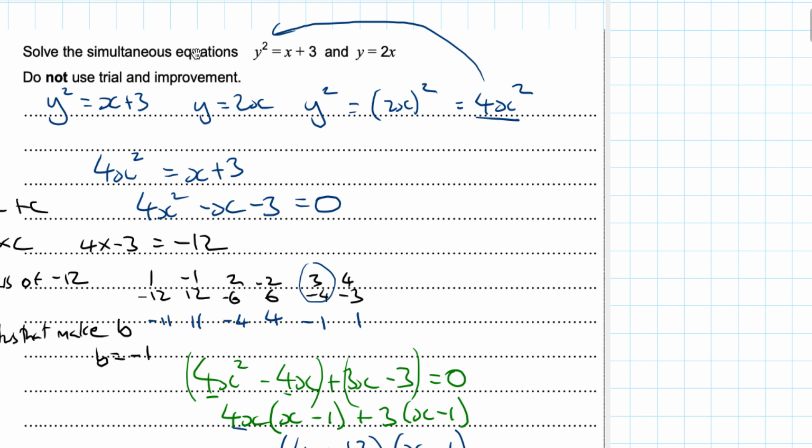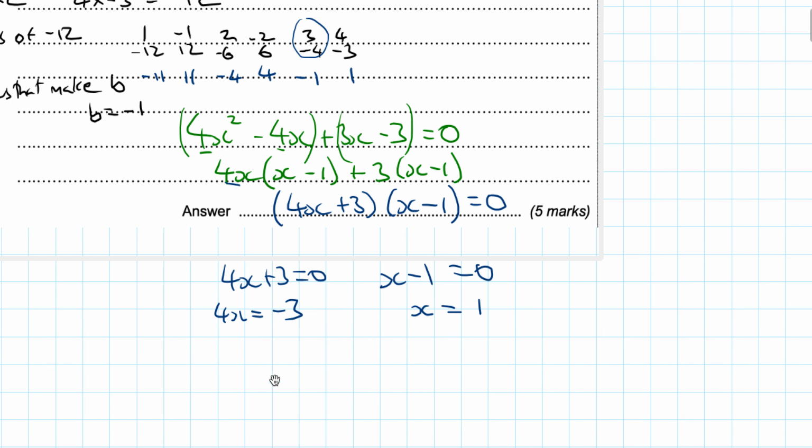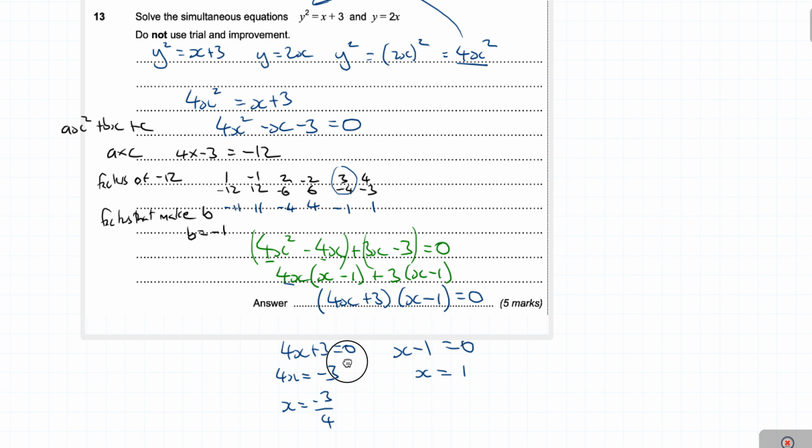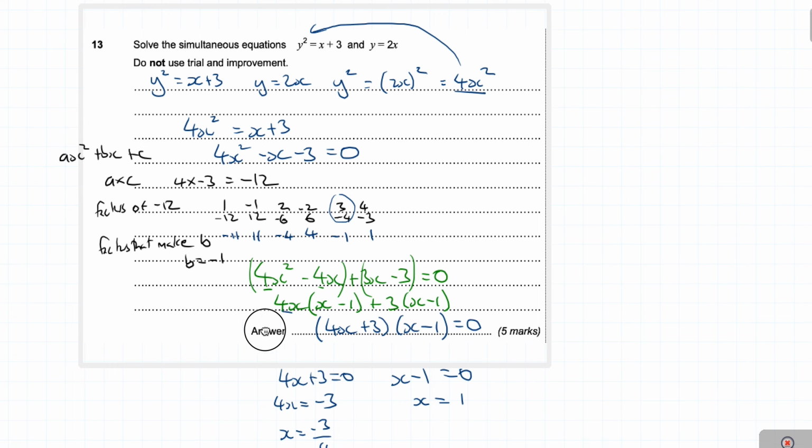Actually, you don't need to put it back into brackets because we're asked to solve here. So our answer is not yet 4x plus 3 and x minus 1. Here we know that this is equal to 0. So then we can say that 4x plus 3 is equal to 0, and x minus 1 equals 0. So x equals 1, or 4x equals negative 3, and then x is equal to minus 3 over 4. Now we've found our x terms, but remember that there is a y term here, so we also need to find the corresponding y term.